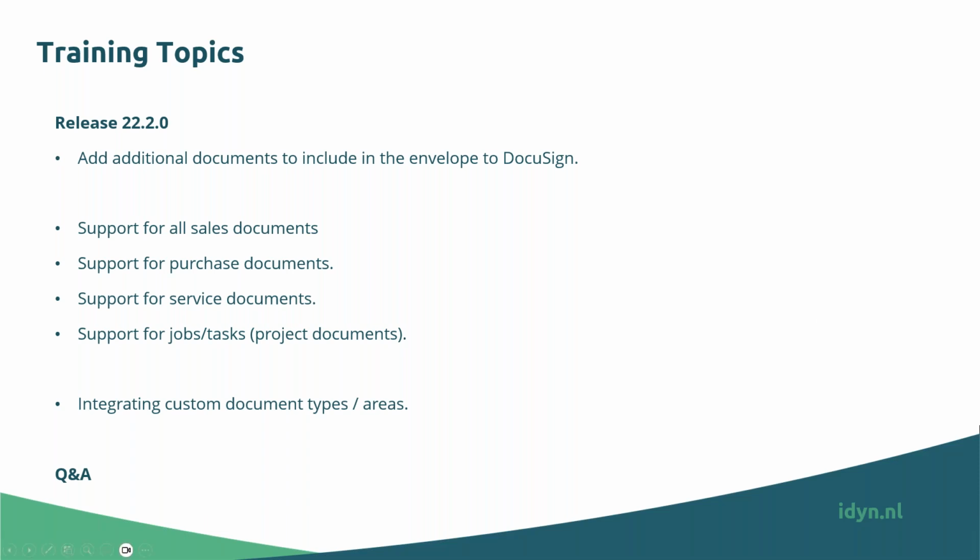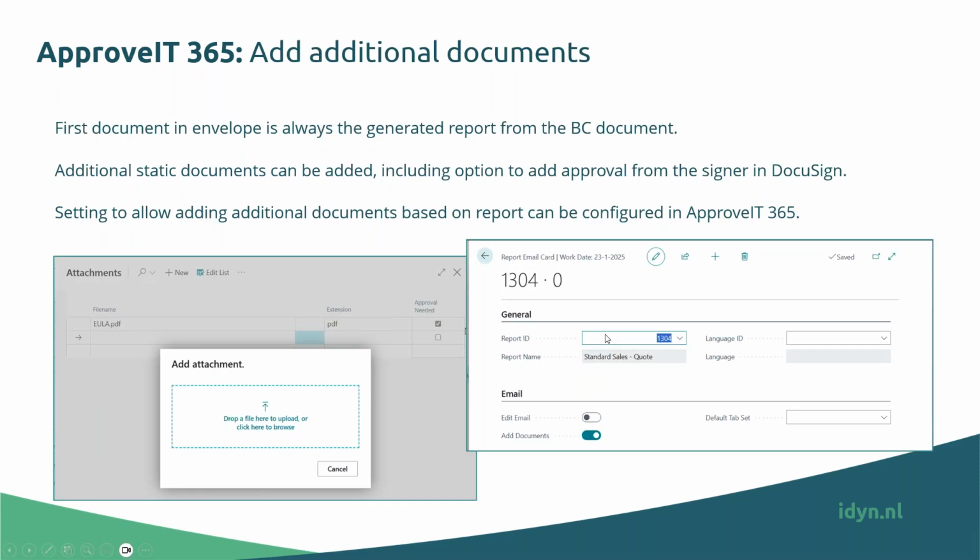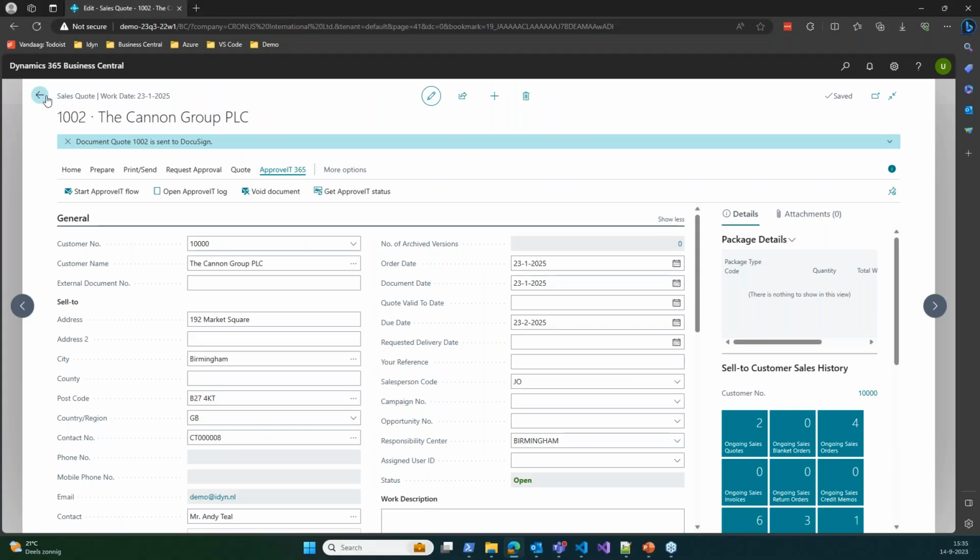Let's first start at the beginning. The functional change with regards to additional documents, and that's something that I can show in Business Central and partly in DocuSign. And with that, I will also repeat the basic flow for how we actually send documents to DocuSign to allow signing by the customer.